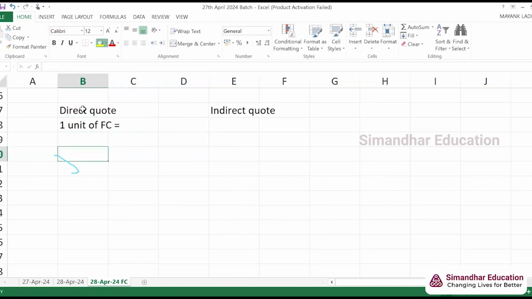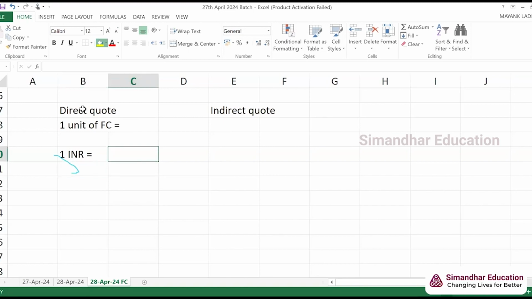If a lot of students face this challenge in remembering direct and indirect quote, simply think of it: how much does 1 gram of gold cost, or how much does one chocolate cost in my currency? That is a direct quote. So here, for a US based company, how much is 1 INR equal to? That is a direct quote. 1 unit of foreign currency, how much is that equal to in my currency.